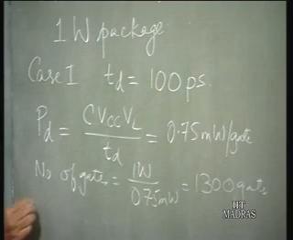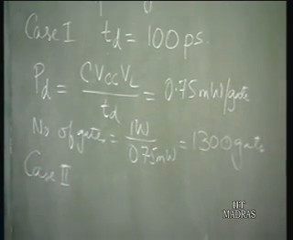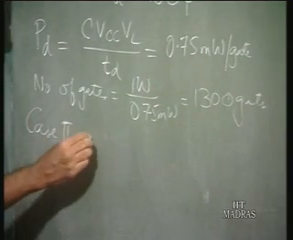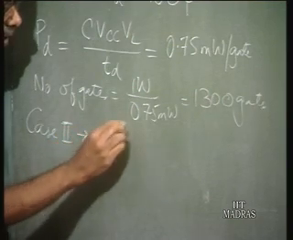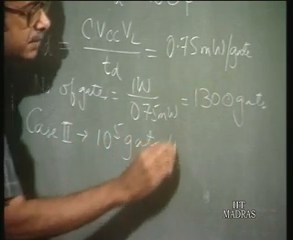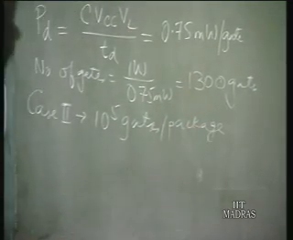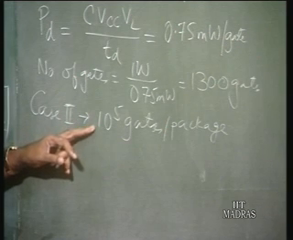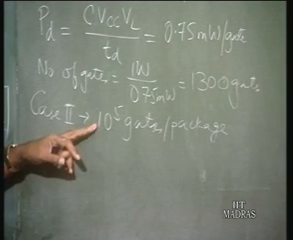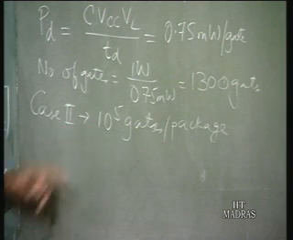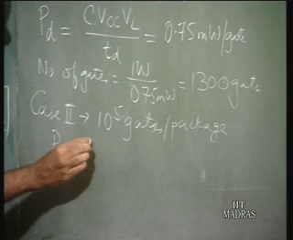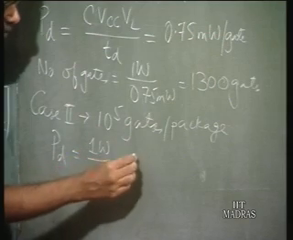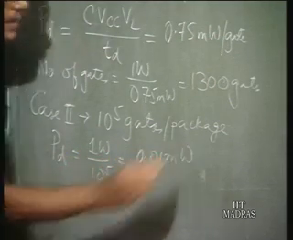Now, suppose in another case you want high packing density, the same circuit with high packing density. Suppose you want 10 to the power 5 gates per package, a more complex circuit. So, what is going to be the power dissipation per gate? PD, the power dissipation, is going to be 1 watt divided by 10 to the power 5, that is 0.01 milliwatt.